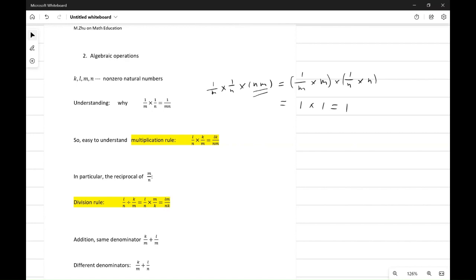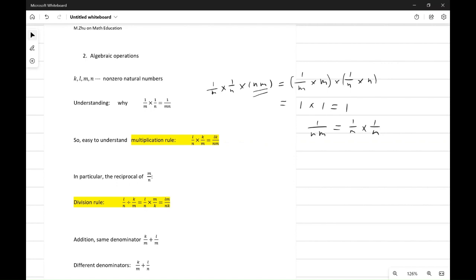On the other hand, we do know that the reciprocal of n times m is 1 over n times m. That means that 1 over n times m, the reciprocal of n times m, is the same as 1 over m times 1 over n. That's basically the proof of this easy formula.